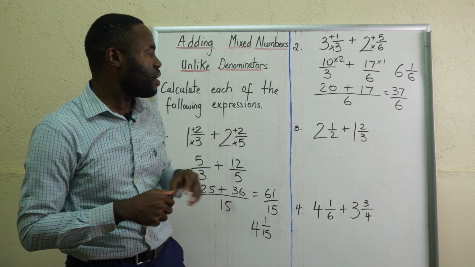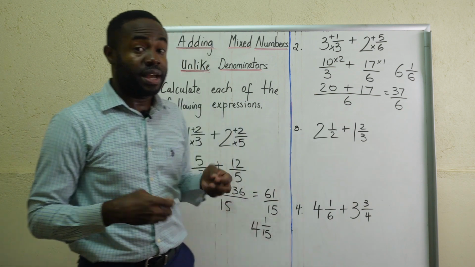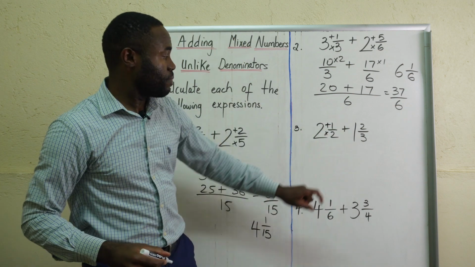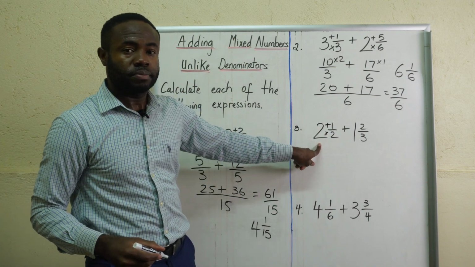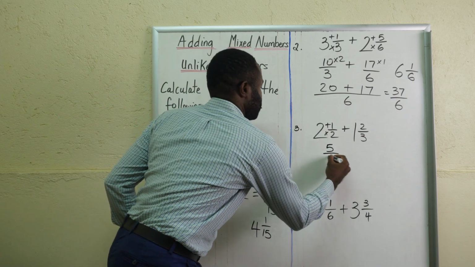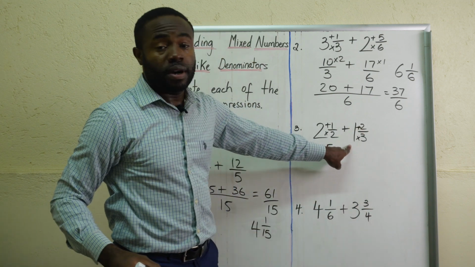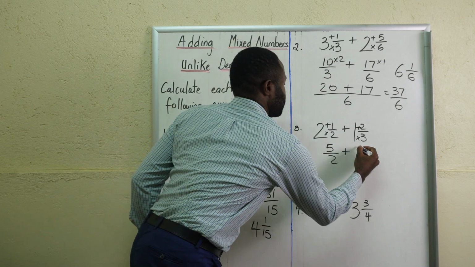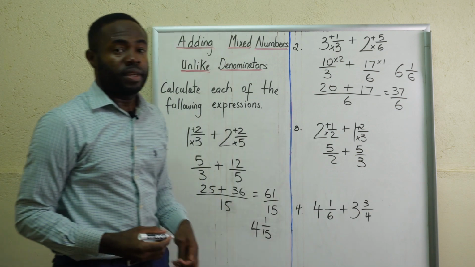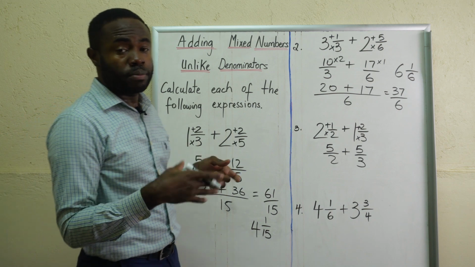All right, let's look at another one. All right, this is 2 and 1/2 plus 1 and 2/3. Again, convert your mixed numbers to improper fractions. So it's 2 times 2, which is 4, and 4 plus 1 is 5. So it's 5 over 2 plus, multiply, add. So it's 3 times 1, 3 plus 2, that's what? 5 over 3. Now, some persons might struggle to find a common denominator or a common multiple of the denominators.